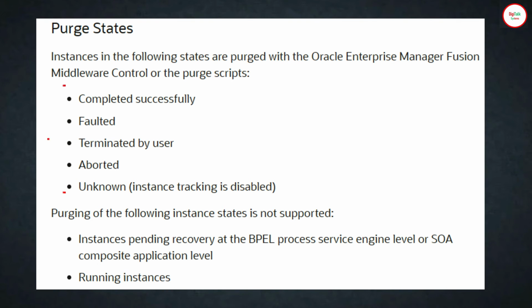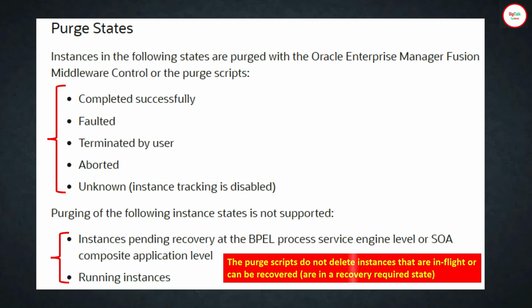Specifically, when we talk about purging, you can purge all of the instances from the database that are in the state of completed successfully, faulted, terminated by user, aborted, or unknown. Any instance which is in the running state or the recovery state will not get purged. Running means it is the current running order, and pending recovery means the order failed, but you still have the option to retry and your order may succeed. So these two states' data will not get purged. The other five states' data will get purged with the help of purge scripts.